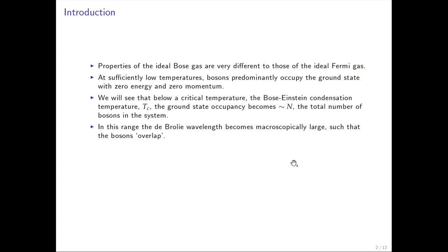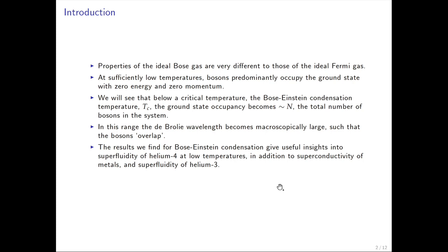And in this range, the de Broglie wavelength, or the so-called thermal de Broglie wavelength, becomes macroscopically large. Around TC, it's such that the bosons start to overlap each other. And as we go to very, very low temperatures, then this wavelength becomes of order of the size of the container that you have the bosons in, like, for example, particles in a box.